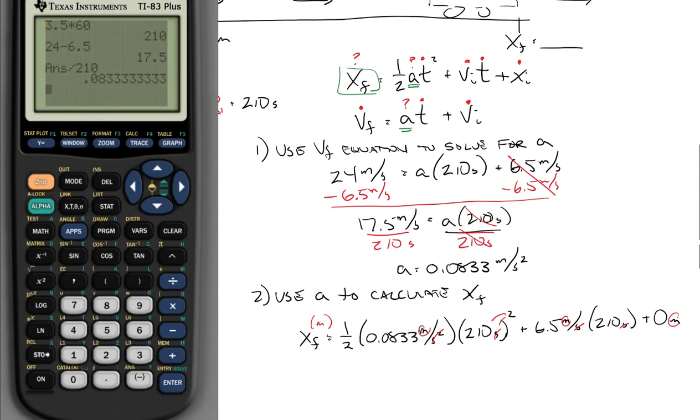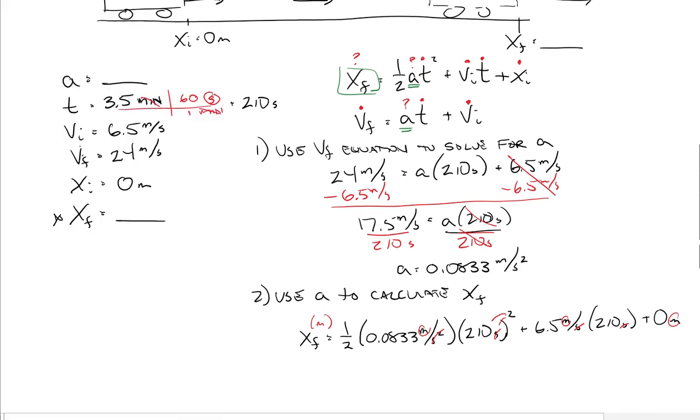And so now I just got to plug in. I'm going to say 1/2 of that second answer, that way I don't have to round. It's going to carry all those 3's in there, times 210 squared, plus 6.5 times 210 seconds. And I get 3202.5 meters as my final position.